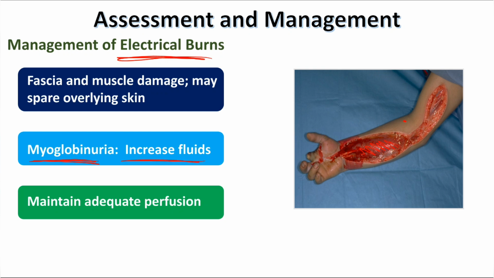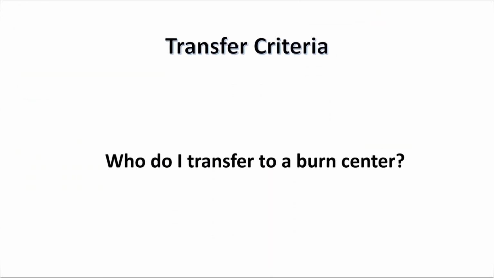That's why you have to increase the fluid that you give to 4 ml per kg per total body surface area. And the urine output, as we said, should be 1 to 1.5 ml per kg per hour. Maintain adequate perfusion to the patient with electrical burn.